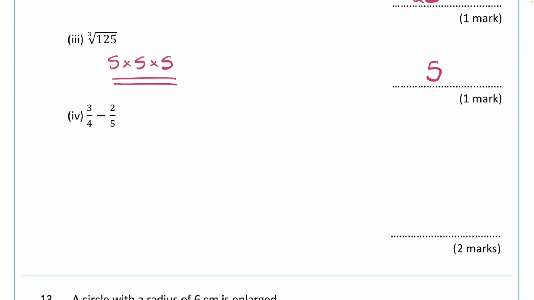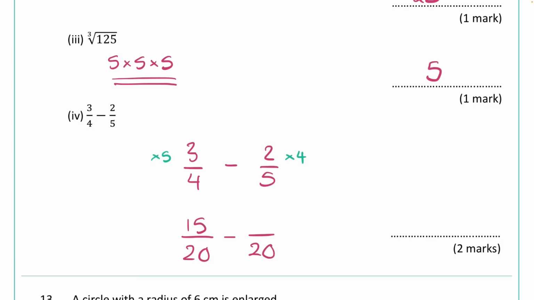And part 4 here, we are subtracting fractions. So we have 3 over 4, take away 2 over 5. We can make a common denominator of 20, which is just 4 times 5. And to do that, we times the left fraction by 5, the right fraction by 4. And that gives us 15 on the top of our left fraction and 8 on the top of our right fraction. 15 take away 8 is 7. So our final answer is 7 over 20.